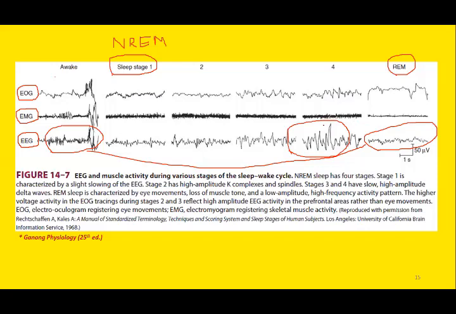This is the delta wave pattern in stage 4. Here you can see in stage 4 and in stage 3 of non-REM, this is the delta wave pattern. These are delta waves. Delta waves are observed in stage 3 and stage 4 of non-REM sleep. And you can compare the voltage of these high amplitude delta waves with the low amplitude beta wave.